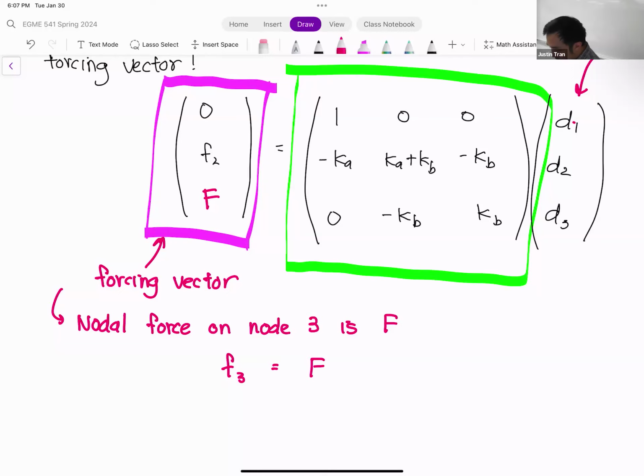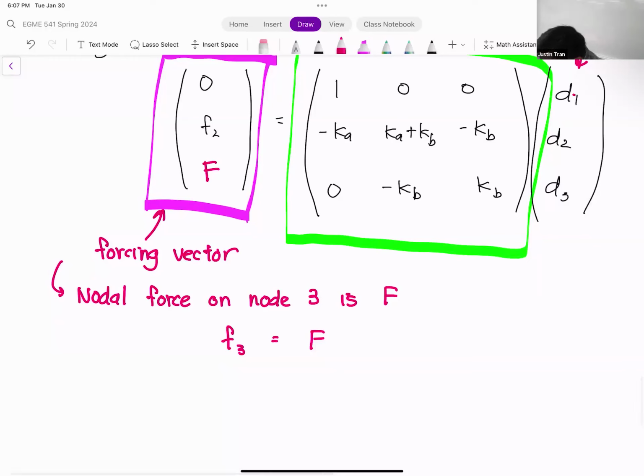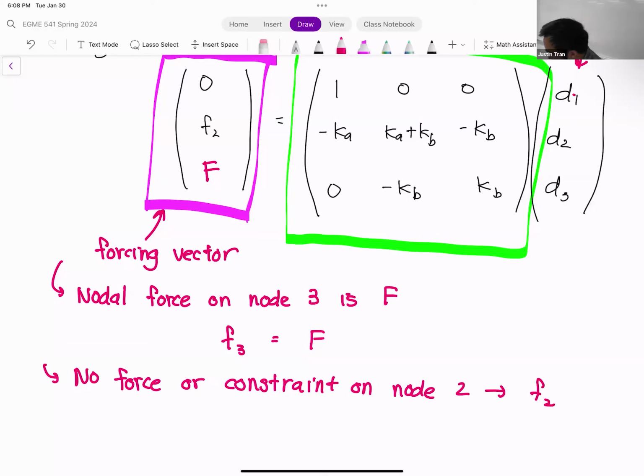And by that same token, we know from our diagram that there's no force or anything being applied on node 2. This tells us that little f2 in our matrix is going to be 0, and so we can replace f2 with 0. Technically, you can say that node 2 also has a Neumann boundary condition of 0. That's one way to look at it. But what I see is that there's no force being applied there, and so I'm just going to put a 0 in the force vector.